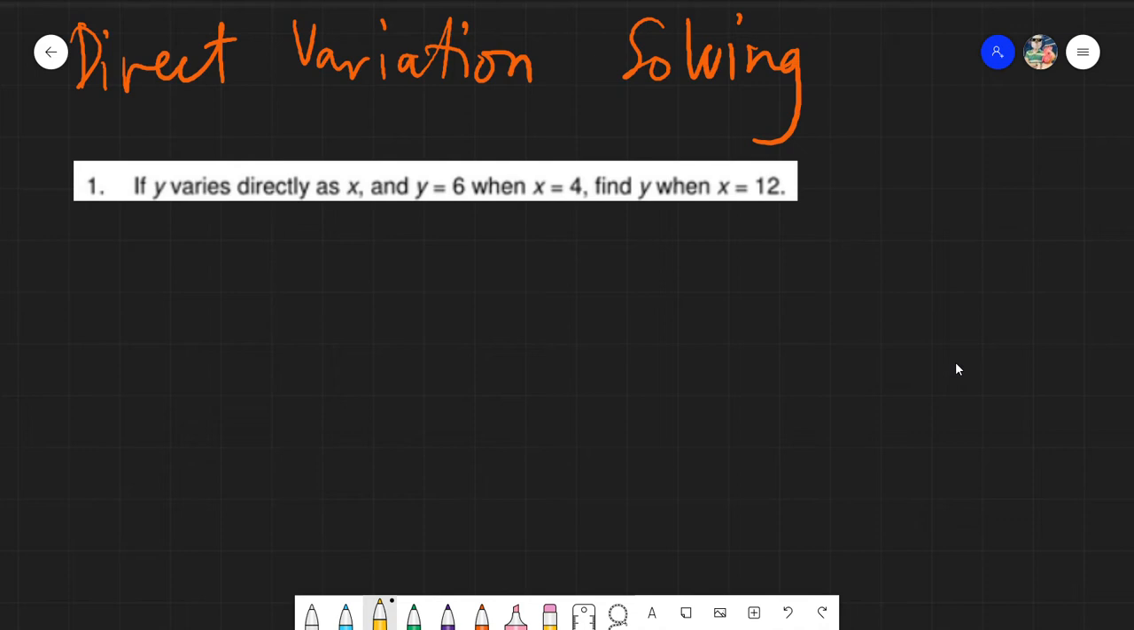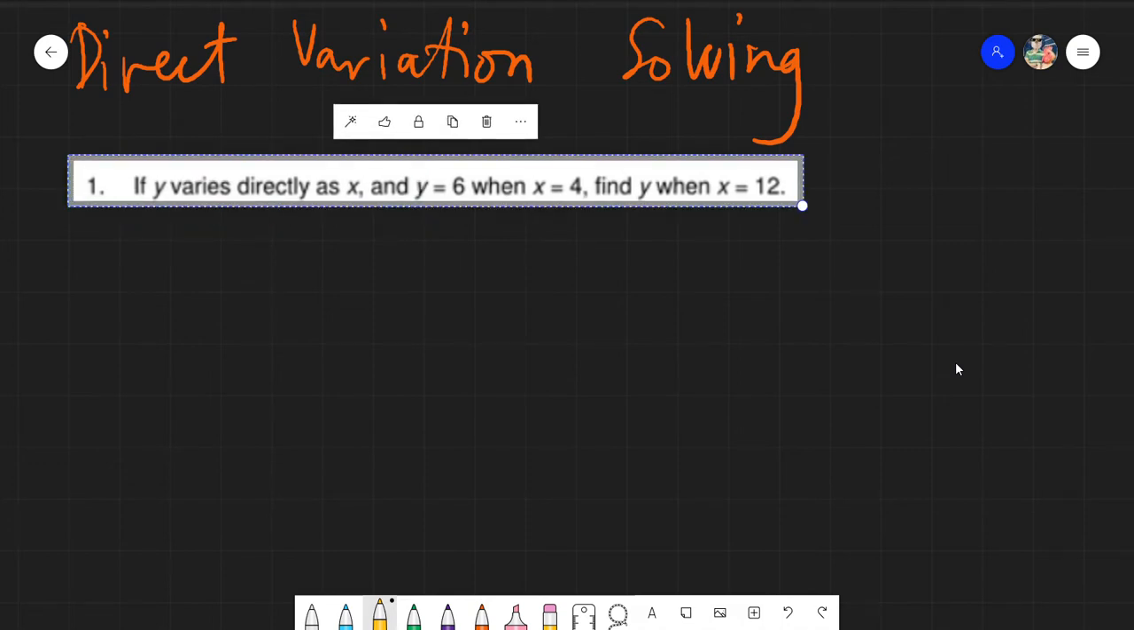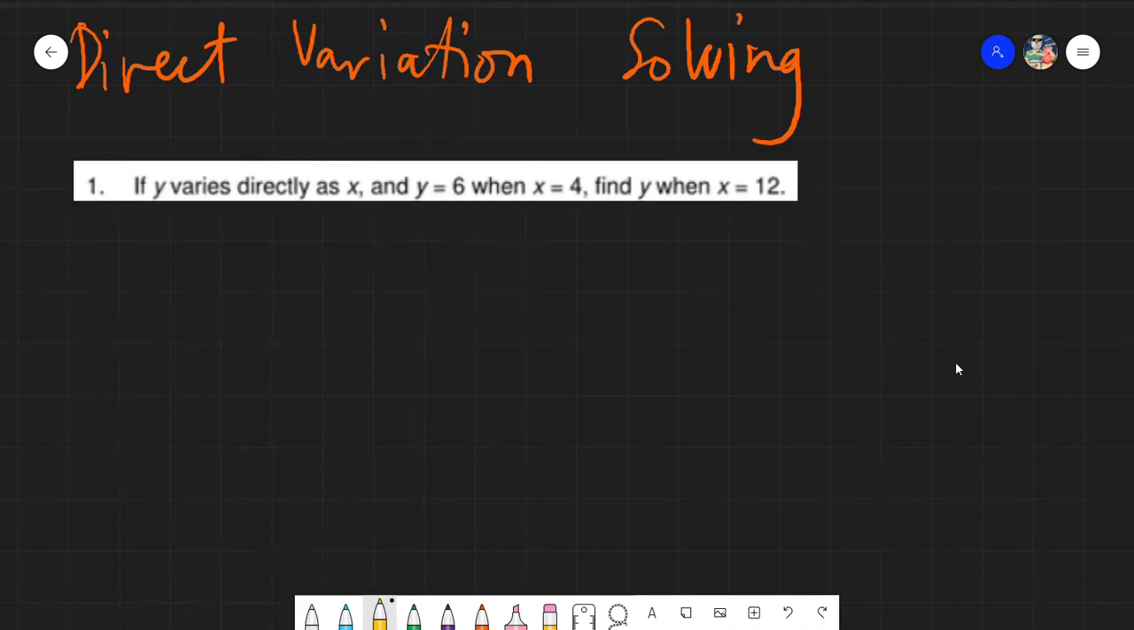Now, in this kind of example, the word problem is already written here. You just simply need to translate this into a mathematical equation, and that is what we have discussed in our previous videos: you need to translate it into the formula equation of that specific variation. If y varies directly as x, we can write it down as y varies directly as x. So this is the first step of solving direct variation: knowing the formula equation.